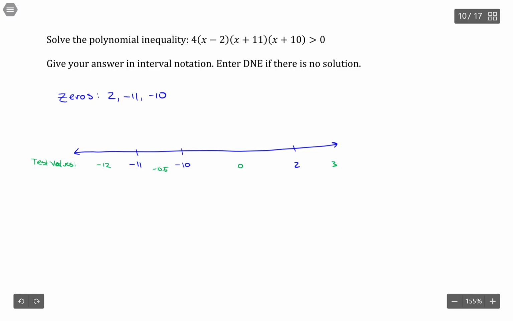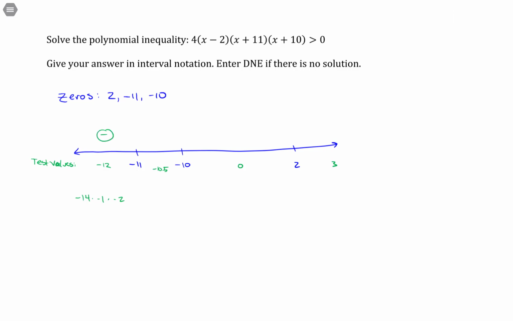So if I take a look at what's happening in the polynomial on each interval, take negative 12 and plug it into this polynomial. The 4 is positive, I don't really need to worry about it, but negative 12 minus 2 would be negative 14. Negative 12 plus 11 would be negative 1. And negative 12 plus 10 would be negative 2. So the product of 3 negatives results in a negative overall.